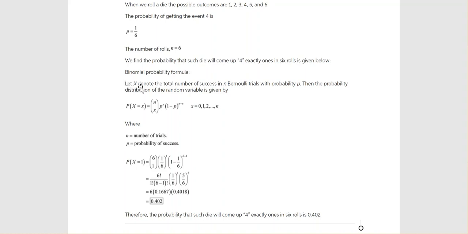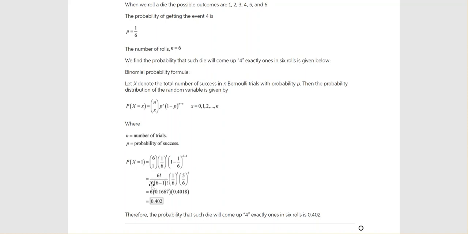All right, that's here. Let x denote the total number of successes in n Bernoulli trials with probability of p. So you can only have one success out of those 6 trials. So we're plugging in x equals 1, and then the n is 6, the number of rolls, over 1. So 6 over 1 is that factorial formula. And the factorial formula is a combination, 6 factorial over 1 factorial times 6 minus 1 factorial.